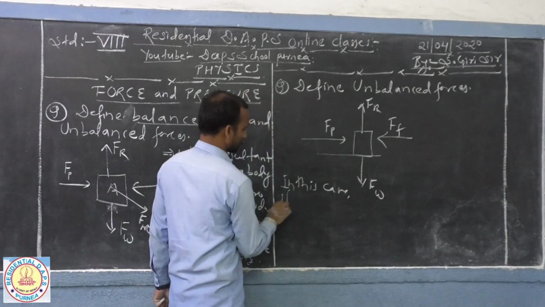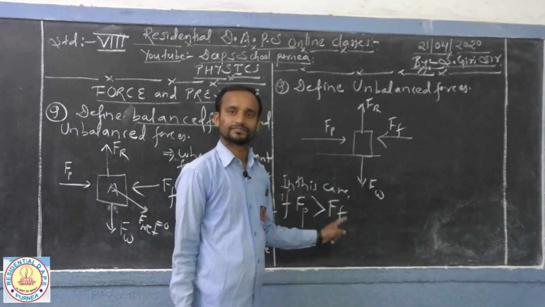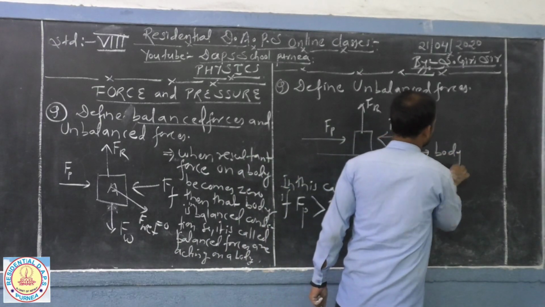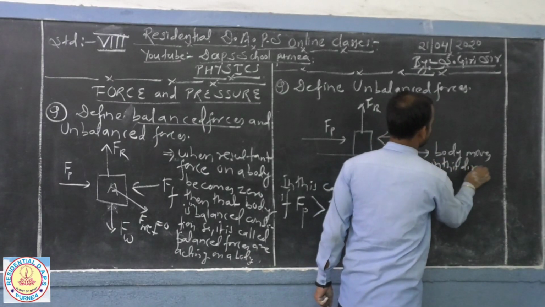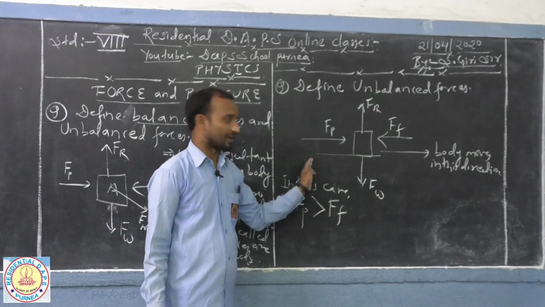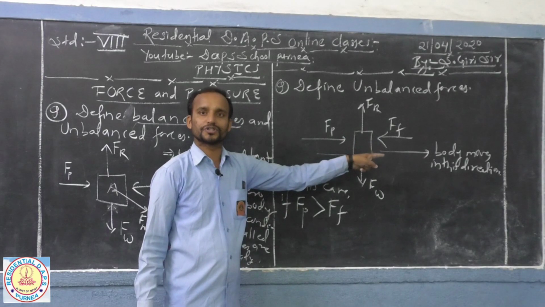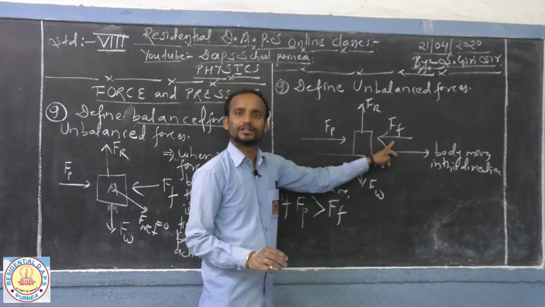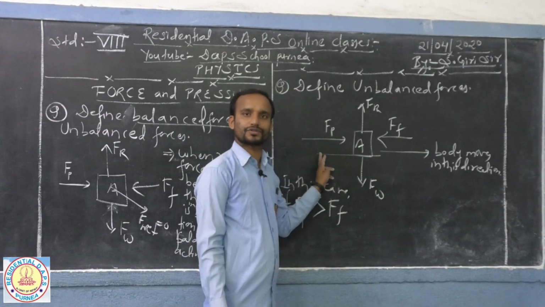if the pushing force is greater than the friction force, then the body starts to move in this direction. The body moves in this direction. It means at that time the body is moving because one force is greater than the opposite force. Here, whatever I am pushing with, the pushing force is greater than the frictional force. So this body A starts to move in this direction, in the direction of the greater force.